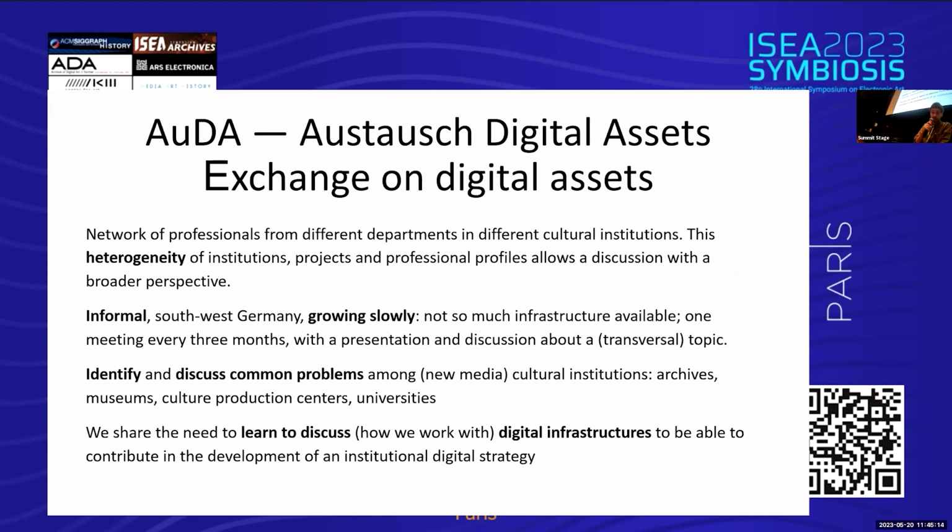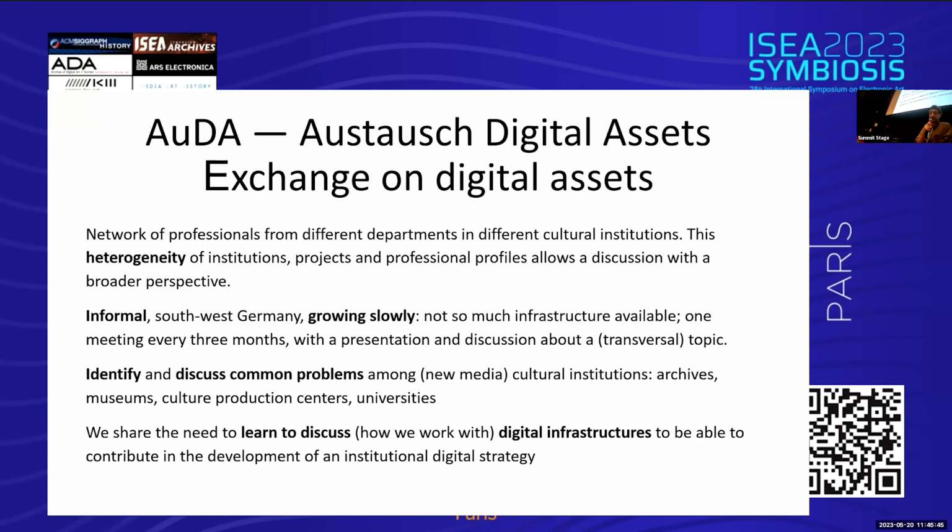So a really bad starting situation. What do we do? Well, we have great neighbors, so we talk to them and we ask, okay, what are you doing actually? How do you confront this problem? And that's how we started. We started discussing with some institutions in Karlsruhe, and we created this kind of network, which is called AuDA, Austausch Digital Assets. Austausch, it's exchange. If you have to learn one German word, then this one, for example.